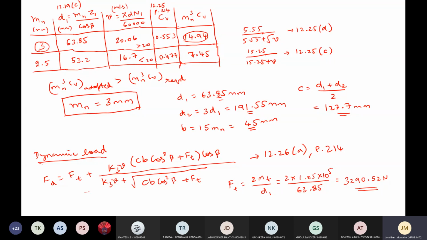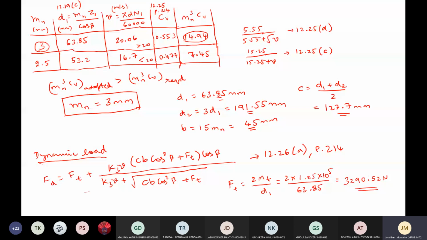The procedure will follow in the same way. Maybe some of you have already attempted this, because except the cos beta factor, everything else remains the same. Sir, the FT value can be found out using the Lewis equation also. I think you'll get almost the same one. No, I'm getting a different value. Like from 2 MT by D, we are getting 3290, but from the Lewis equation, we are getting somewhere around 5218.85.